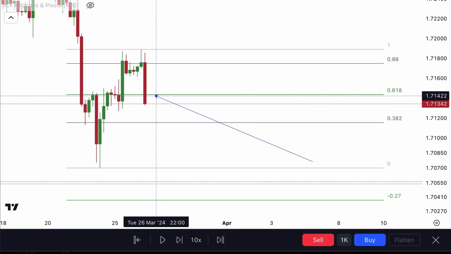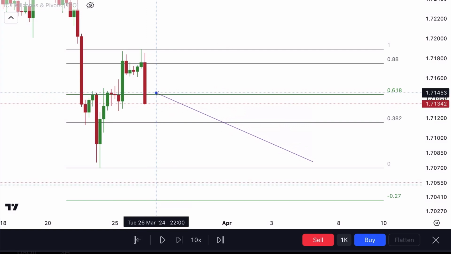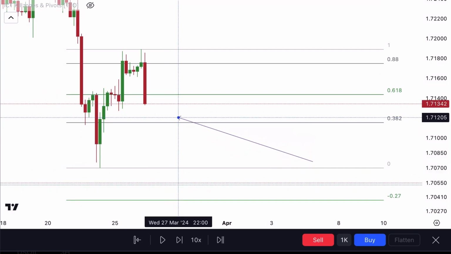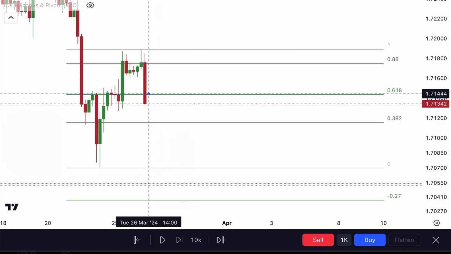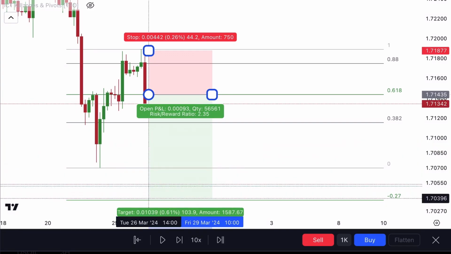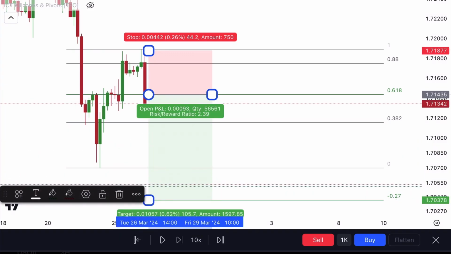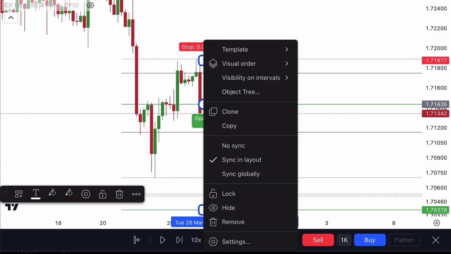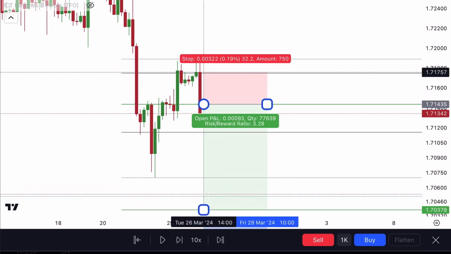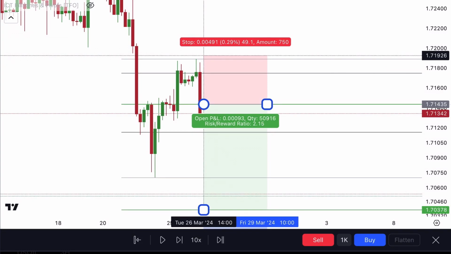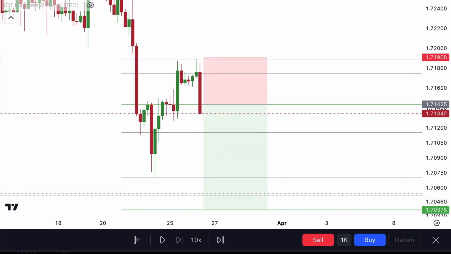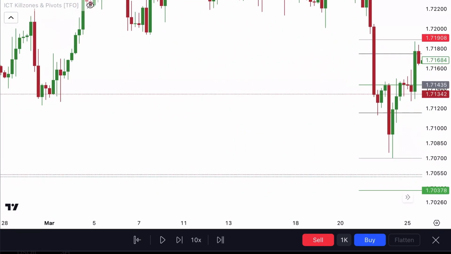So we will put our sell limit on the 61, wait for price to tap us in, and then we ride it all the way to the negative 27. So let's put our sell order on the 61. TP will be the negative 27, and our stop loss, normally we will put our stop loss at the 88, but as you can see, there is no structure for us to put our stop loss at the 88. That means it won't be protected, so we have to put it above the structure right here, above the 100.